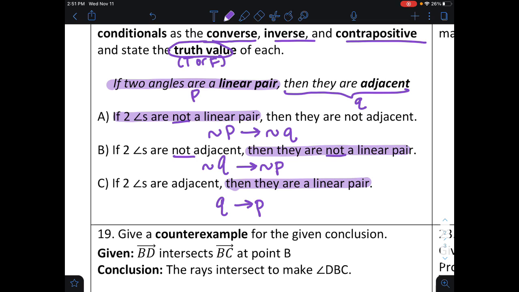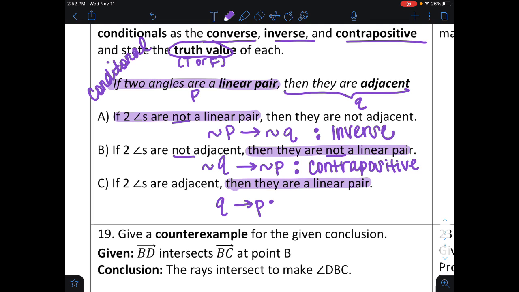All right, now that we have all this together, this one is obviously the conditional. So the original is obviously the conditional. Now, A says not P, not Q. So if you look on your notes, you should see that that would be inverse. The next one says not Q, not P. And if you look on your notes, you should see that that is contrapositive. And the last one says Q then P, and you should see on your notes that that is converse.